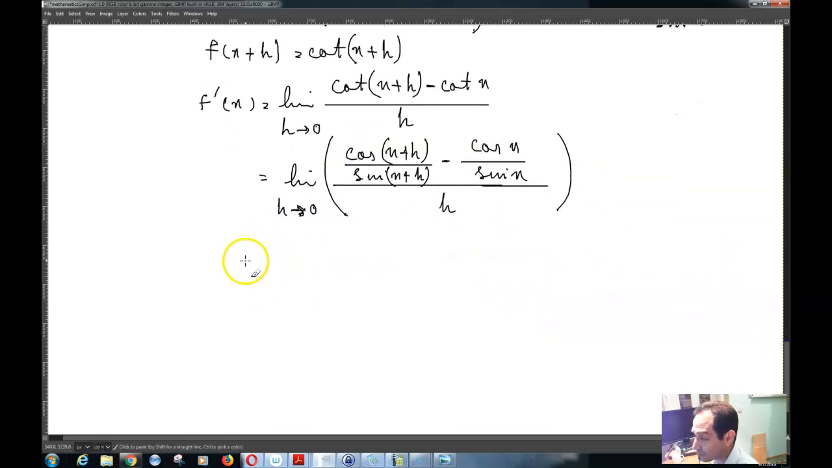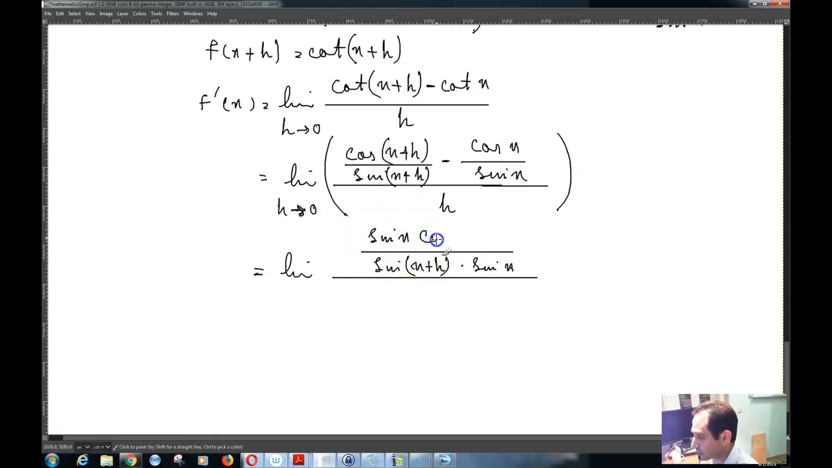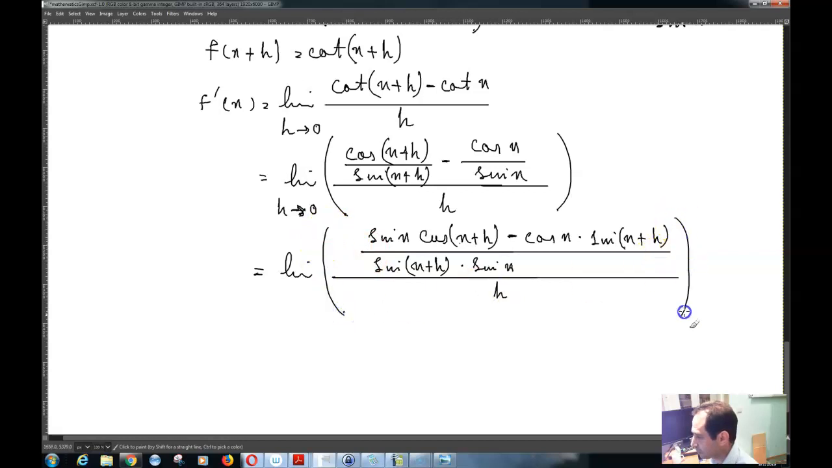and that is equal to the limit of sin x cos of x plus h minus cos x times sin of x plus h, over sin of x plus h times sin x, divided by h as h tends to 0.